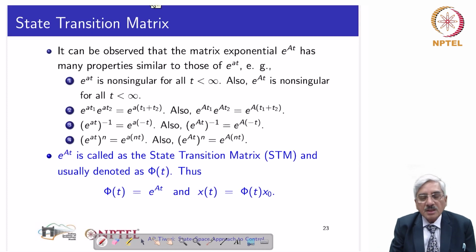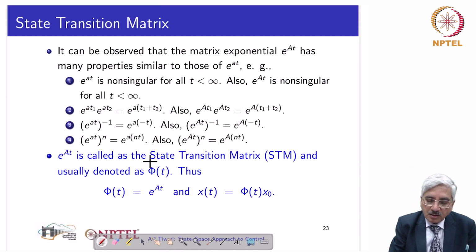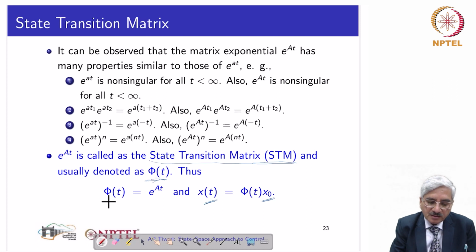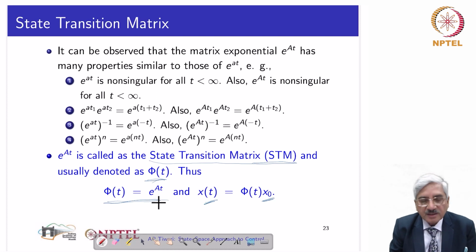So this e power At is called the state transition matrix. It relates the state at any arbitrary time t with the initial state like this, and it is given the notation phi t. So phi t is essentially e power At, and this holds good in case of linear time invariant systems. In case of time varying systems, phi t is to be obtained in much more difficult ways.